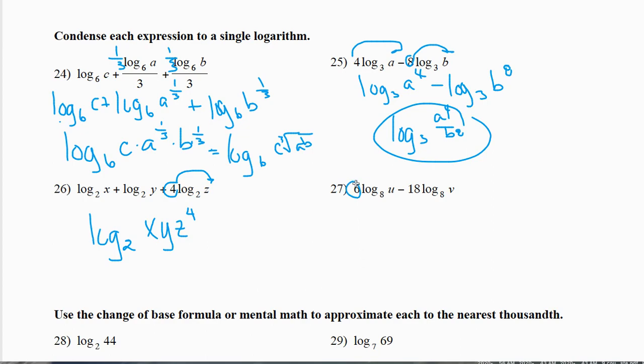Again, our front numbers become exponents. The logs are the same. Because we are subtracting, we are going to divide. This becomes log base 8 of u to the 6th divided by v to the 18th.